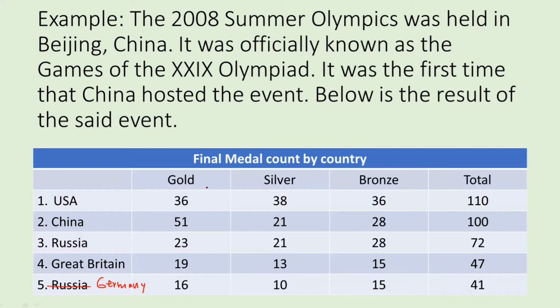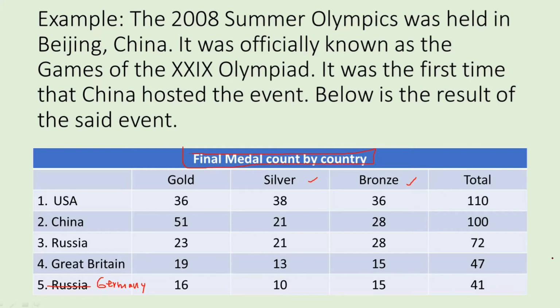And then, yung ating medal ay meron tayong gold, meron din tayong silver, and meron din tayong bronze. So, the title of this table is the final medal count by country. So, meron tayong gold, silver, bronze per country. So, ayan yung mga count ng medal nila. So, the last column is the total of medal na nakuha nung bawat country. So, ang USA ay 110, ang China ay 100, ang Russia ay 72, and then ang Great Britain ay 47, and ang Germany ay 41.